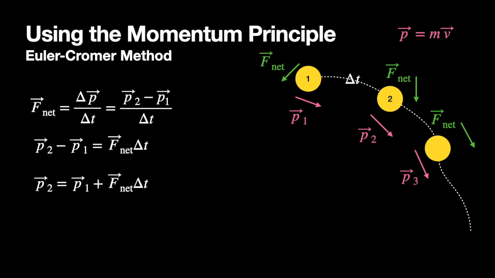This is the momentum update formula. It says if I know the momentum at P1 and I assume the force is constant, I take that force, multiply it by the length of my time interval, add it to my initial momentum, and I get my final momentum.